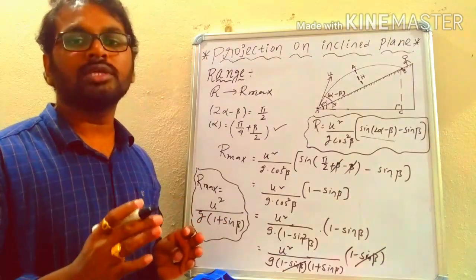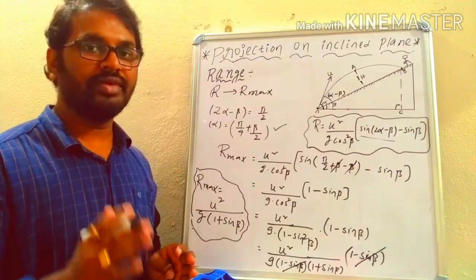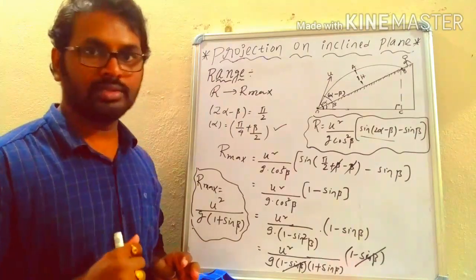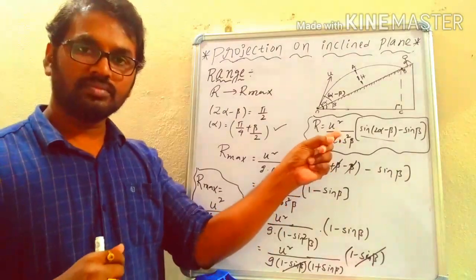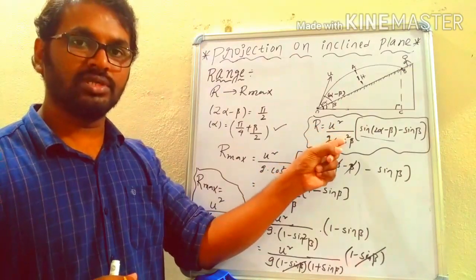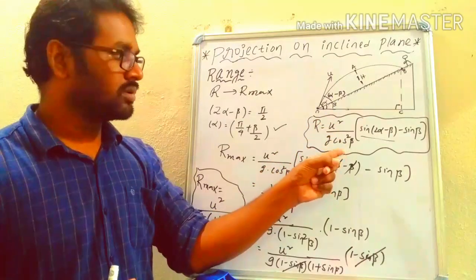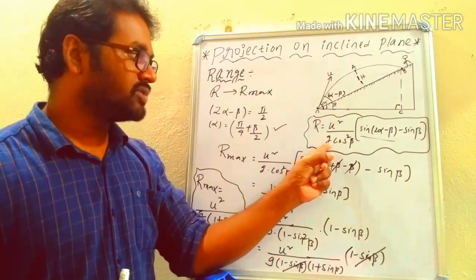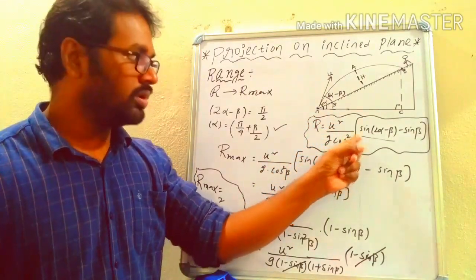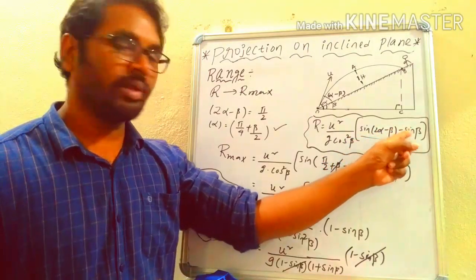So here in this concept, for finding the range, we have got three important things. One is the general formula for the range when the projectile is thrown up along the plane, which is u square by g cos square beta into sine of 2 alpha minus beta minus sine beta.